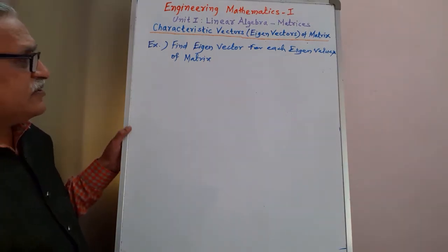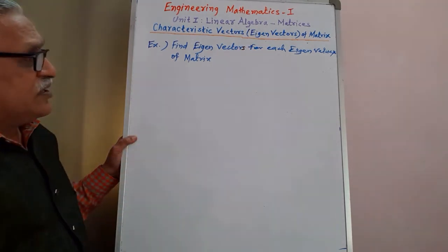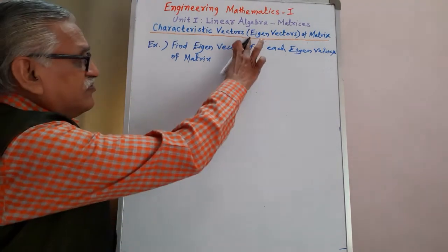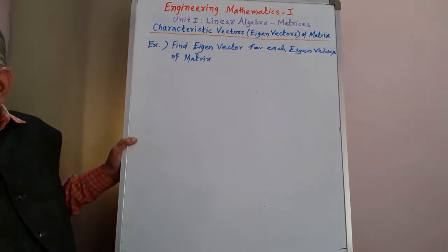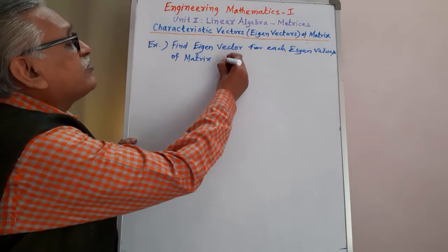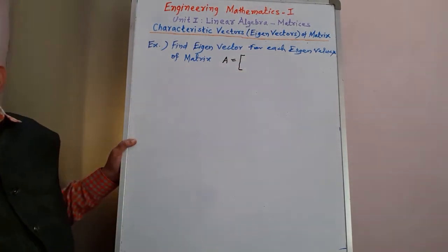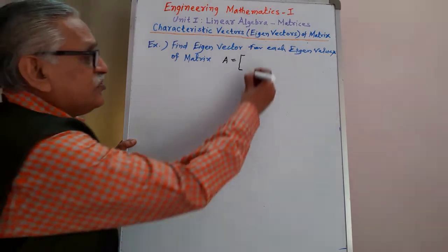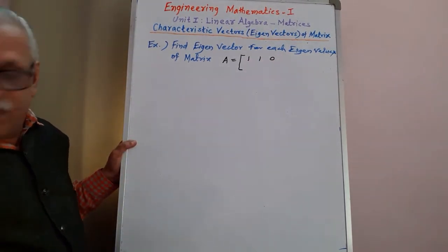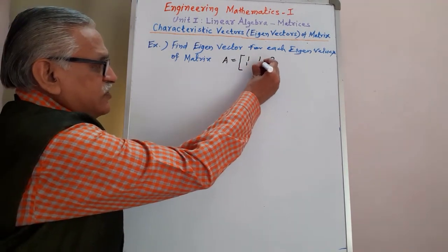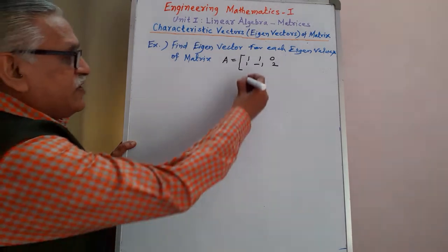Find the eigenvector for each eigenvalue of the matrix. Matrix A has elements 1, 1, 0, 1, 1, 0, 1 minus 1, 1 minus 1, 2, 0, 1, 1.